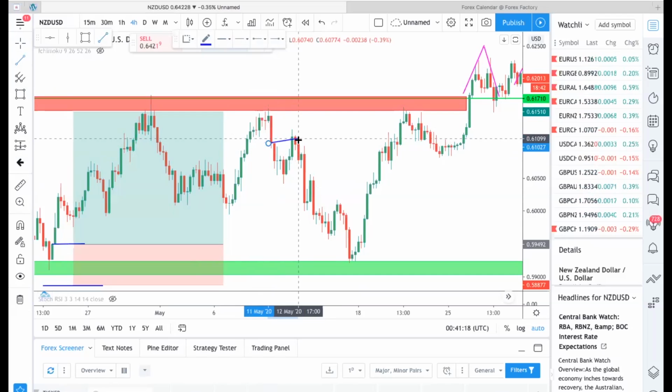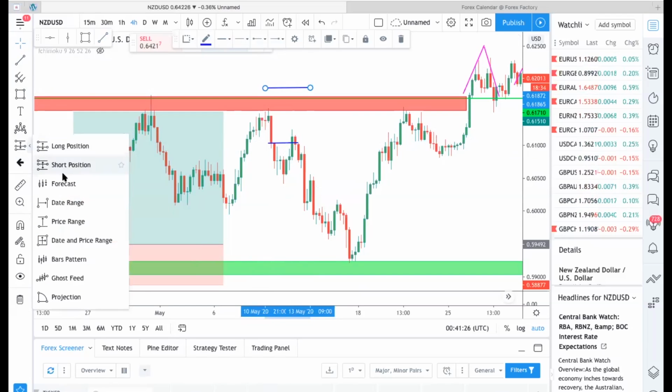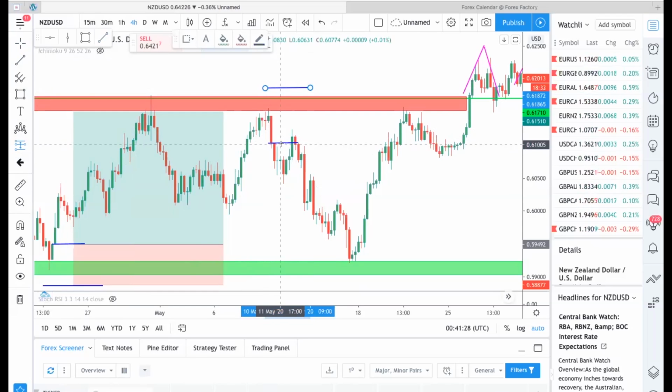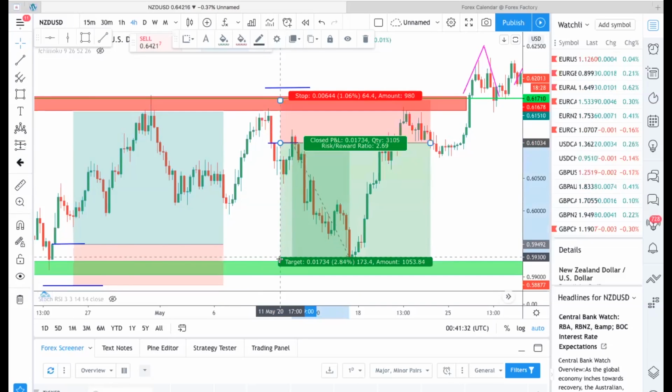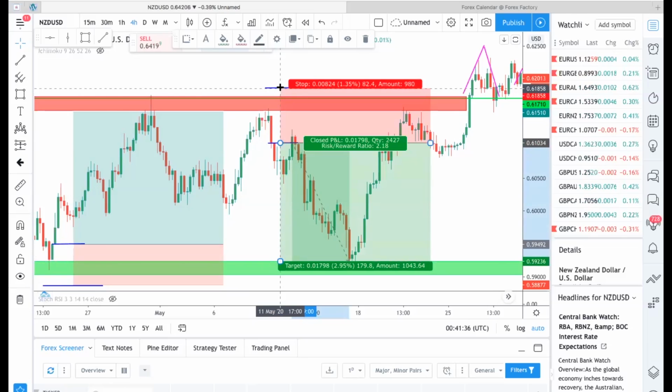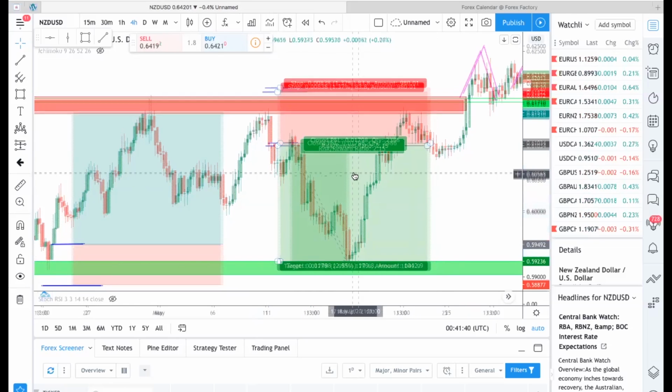So we enter it here. The stop loss would be right above the market structure. So let's see the risk to reward ratio. We short the market here. Boom. Take profit, 179 pips. Stop loss, 83 pips. So this is also a good risk to reward ratio.